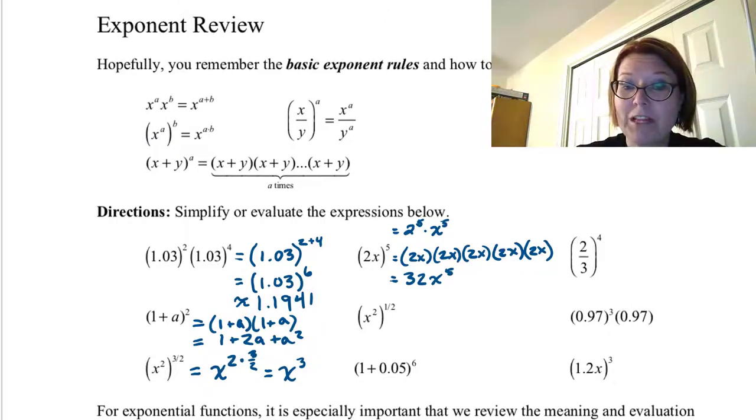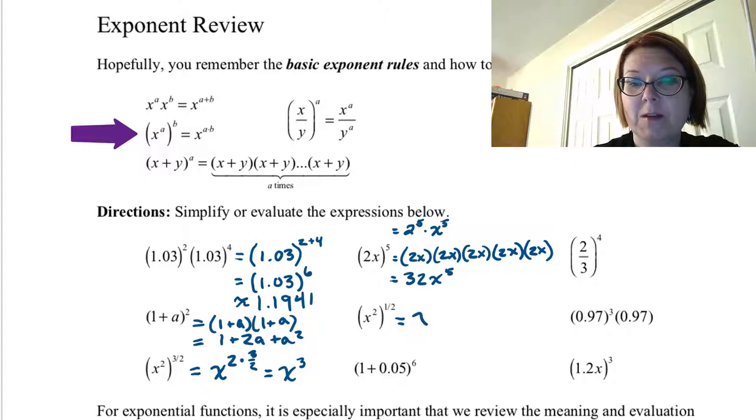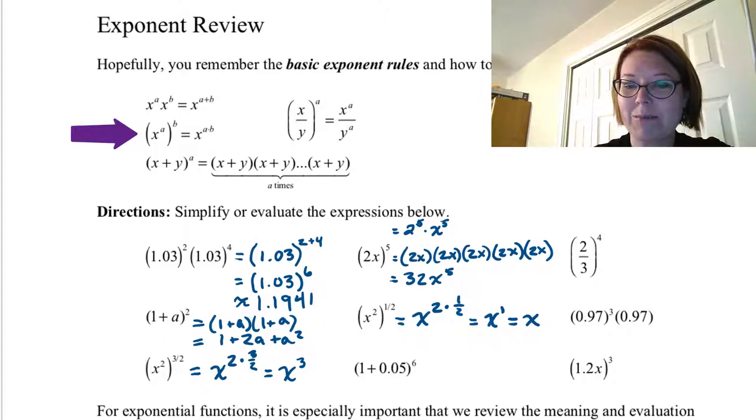Next, we want to do (x squared) raised to the 1/2 power. We're going to use that same rule we just used and multiply the exponents. So that's going to be x to the 2 times 1/2 power. 2 times 1/2 is just 1, so we have x to the first, or just x when we simplify.